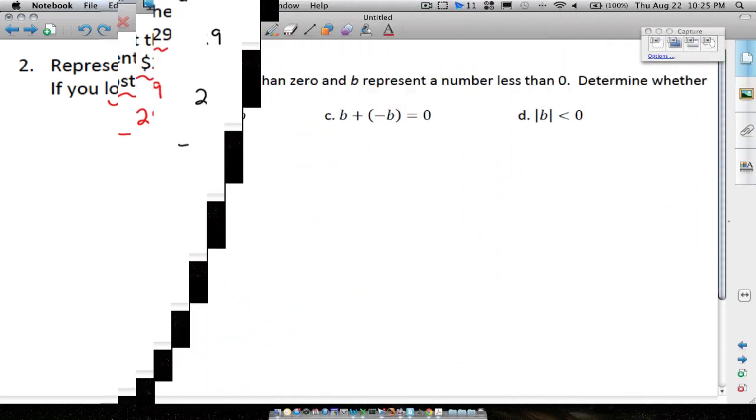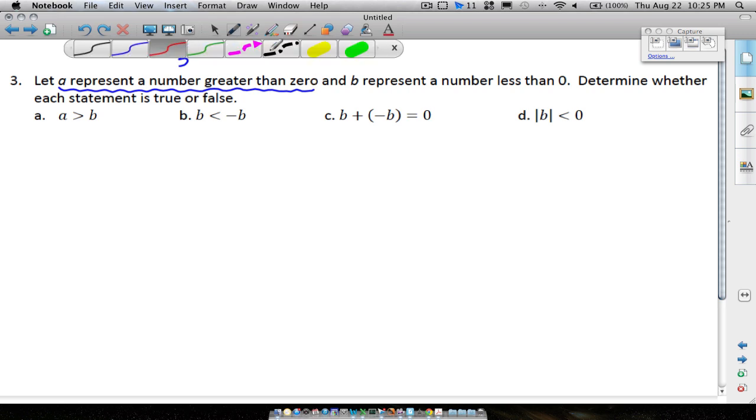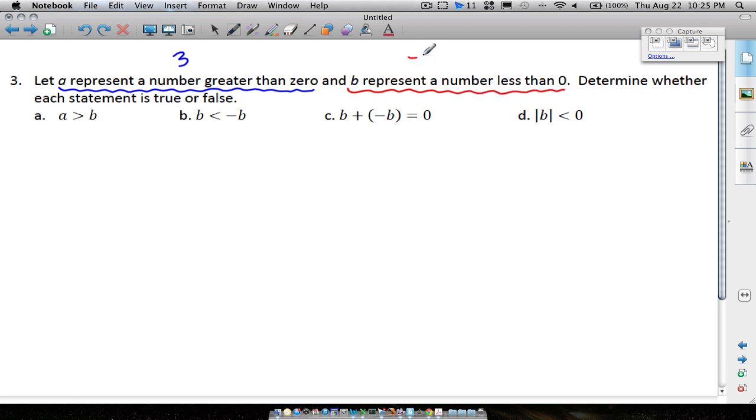Alright, for problem number 3, let's let A represent a number greater than 0. You can let A be any number greater than 0. I'm going to go ahead and assign a value. How about 3? A, let it represent a number greater than 0. 3 is greater than 0. And let's let B represent a number less than 0. Go ahead and assign a value to it. How about negative 4? Negative 4 is less than 0. I'm just giving 2 random numbers.